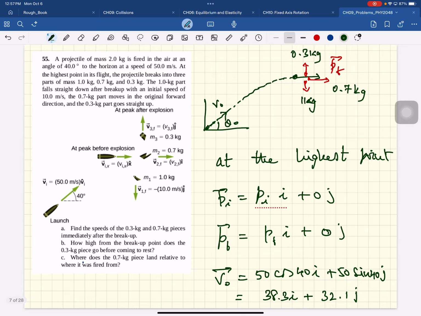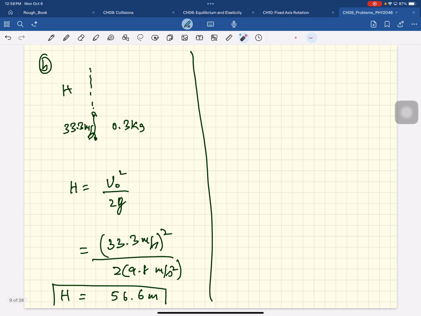And then part C, what you want to find is where does the 0.7 kg piece land? So where does this fellow land? All right. So you fired a projectile. It went on a parabolic trajectory. And then what happened was at this point, the speed increased because of the explosion. And what is the trajectory of this guy? A different parabola, a bigger, wider parabola.